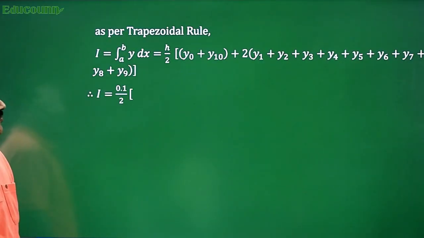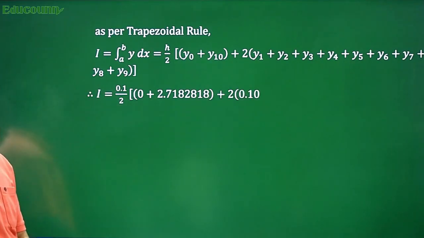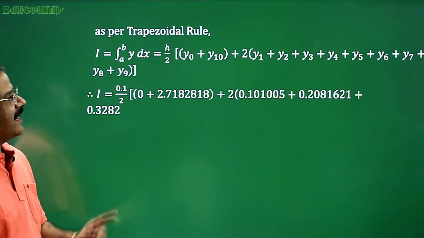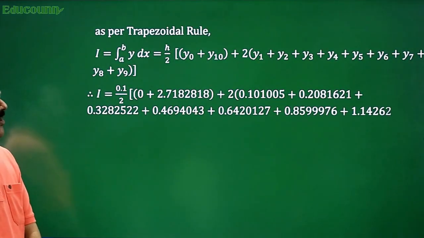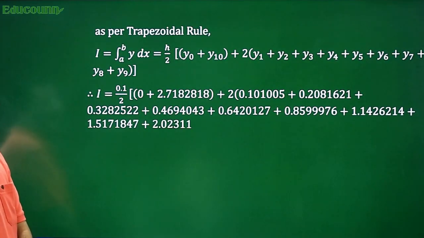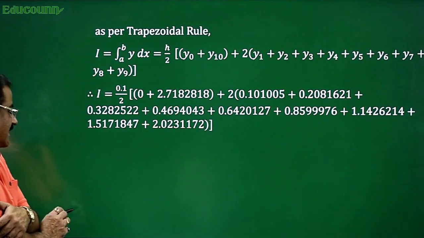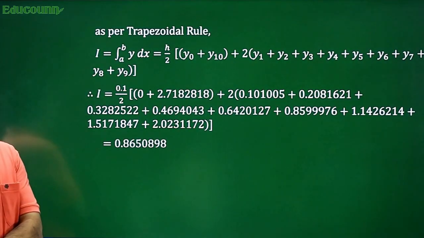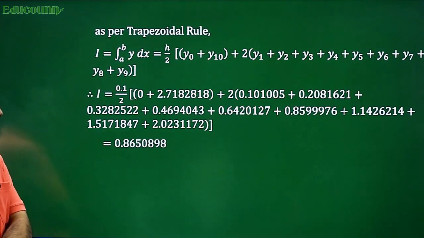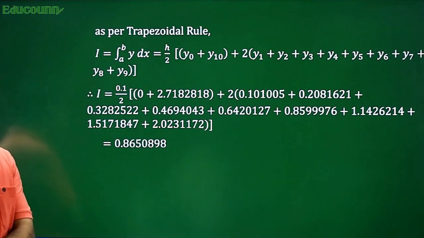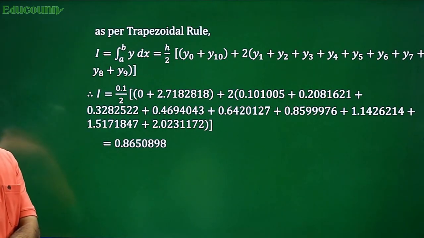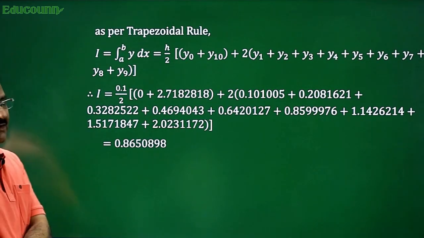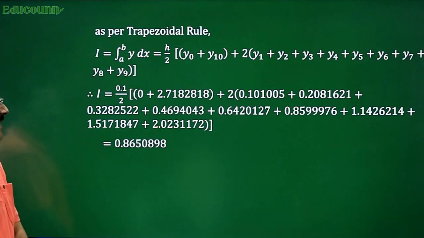Let us do the substitution one by one. Also we have to put the value of h as 0.1 and then put all the values, and then we have to use a calculator to find out this final answer. Now you will see that the final answer comes to be 0.865098. Always write down a number of decimals for accuracy. Do not write down only 2 or 3 decimals, otherwise accuracy gets damaged.